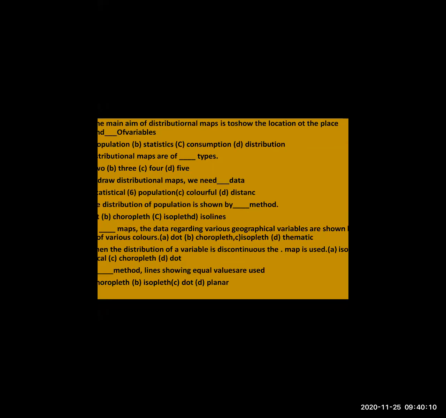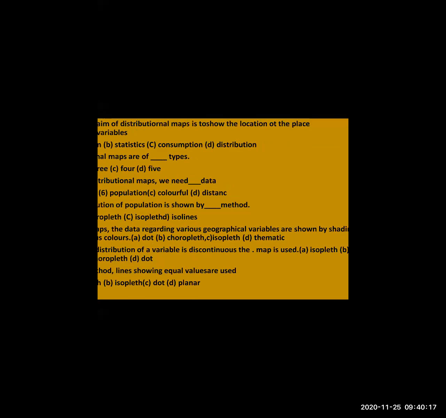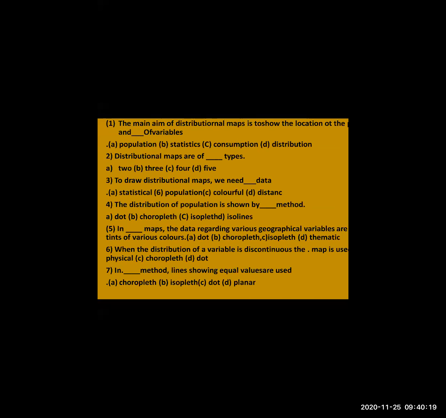So once again, good morning, everyone. And now we will start with our first lesson revision through objective questions. Okay. So first question is, the main aim of distributional map is to show the location at the place and a dash of variable: population, statistic, consumption, or distribution.